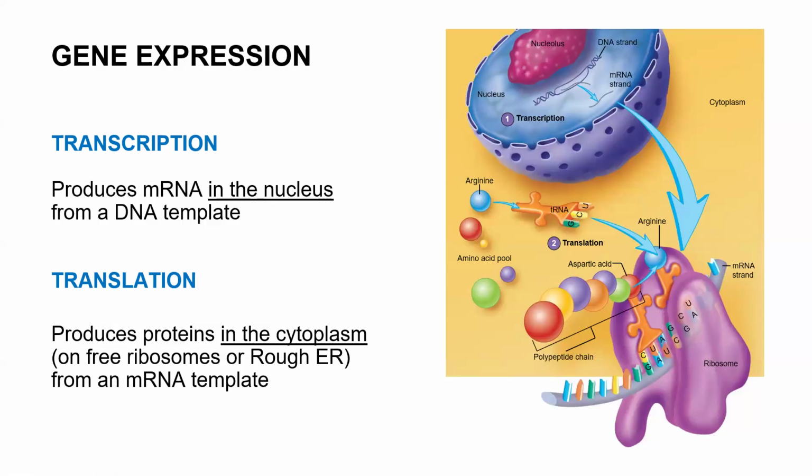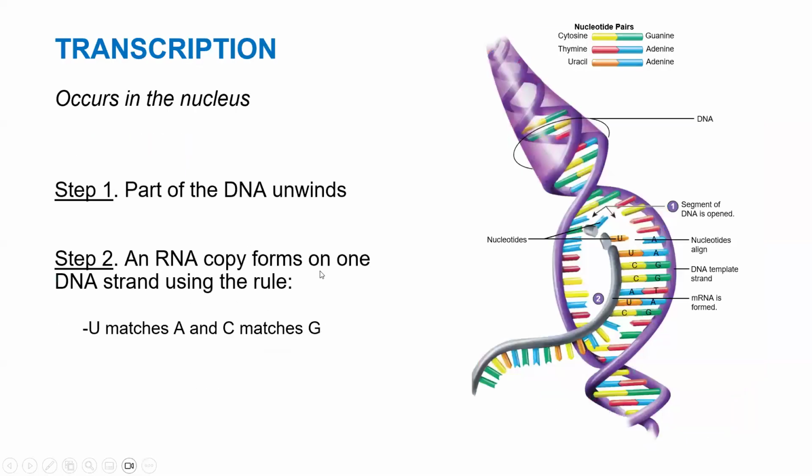Translation is going to happen within our ribosomes. So this could be a free ribosome or it could be one of those ones that we saw on the membrane surface of our rough endoplasmic reticulum. And its job is to actually cause this protein production. And so it's going to use that mRNA template. We're also going to use tRNA. So we'll talk about that in a second. And we're going to actually produce our protein in the cytoplasm. So transcription in the nucleus, translation in the cytoplasm, and we'll go through our steps.